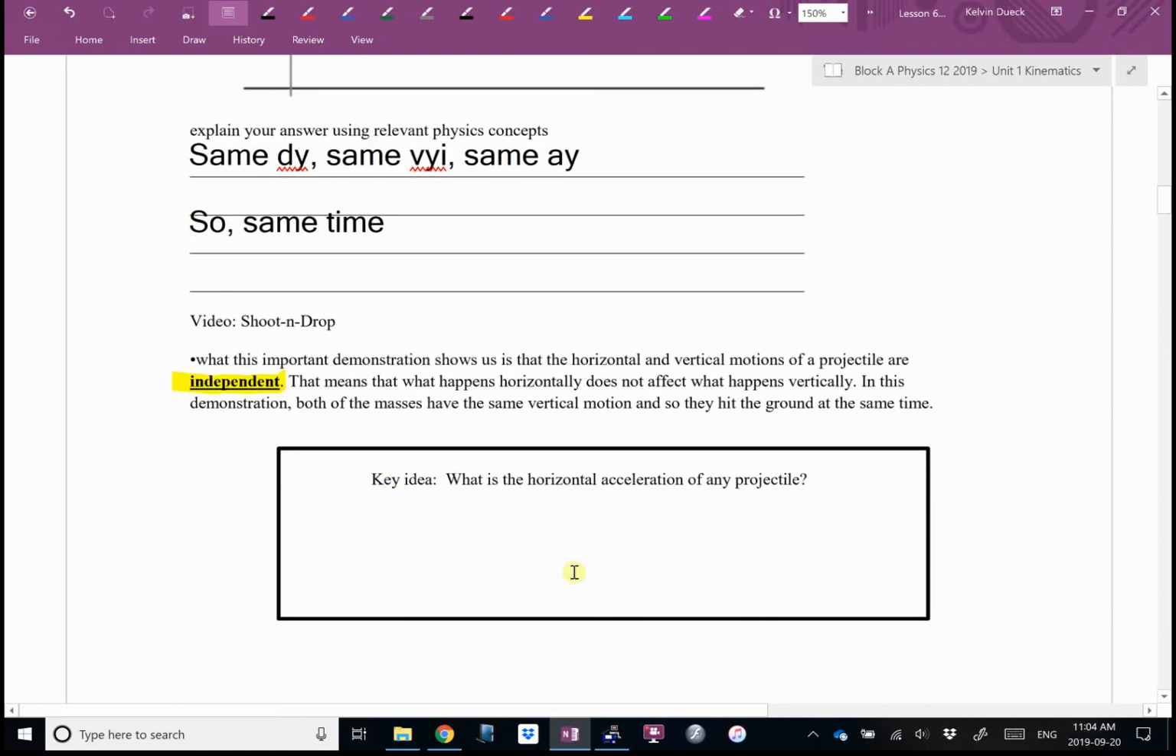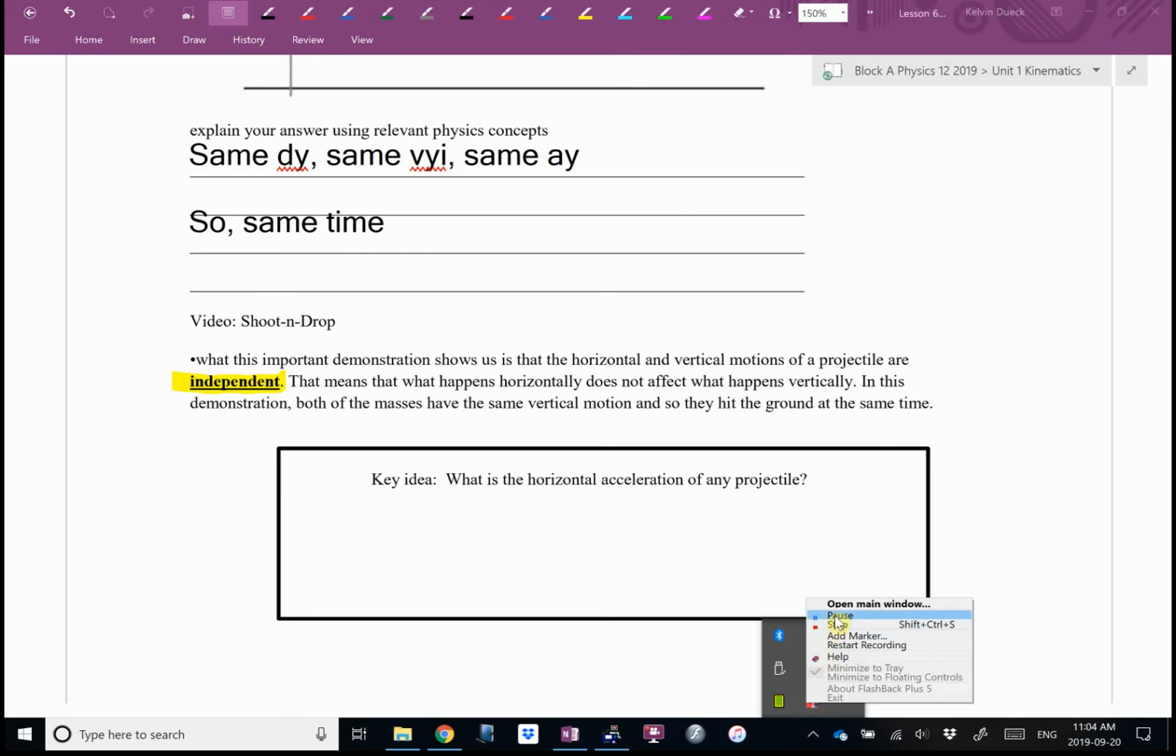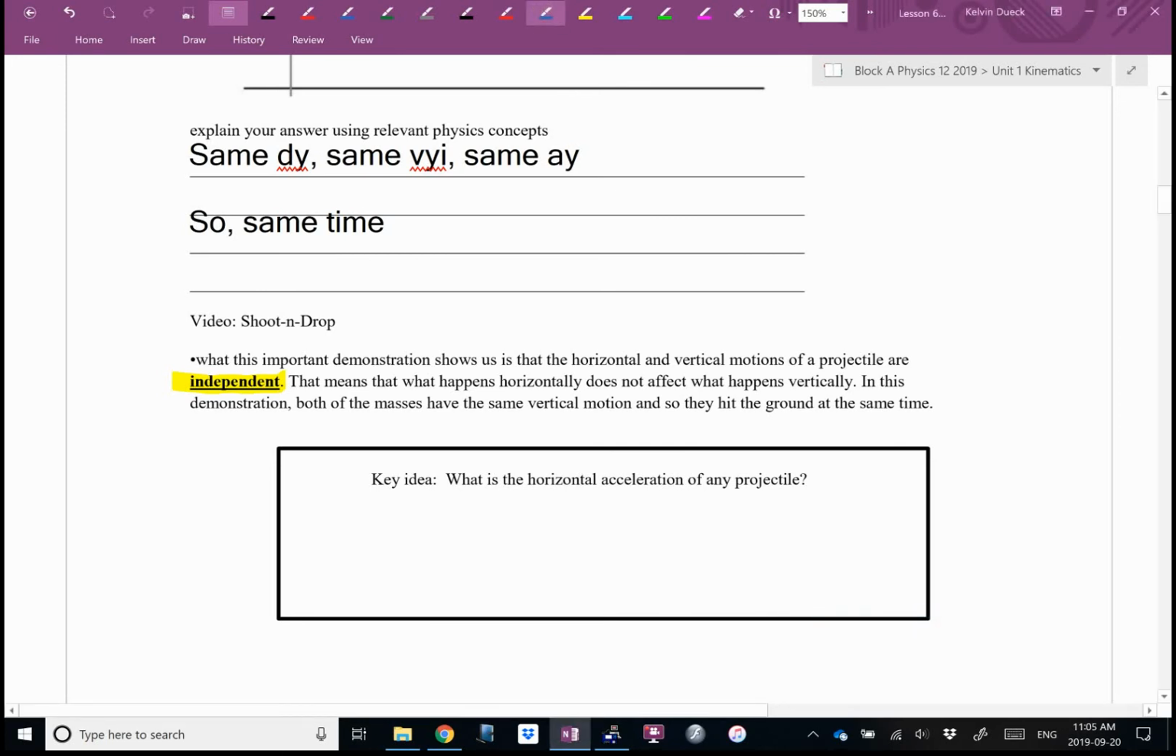Key idea number 2. What's the horizontal acceleration for any projectile? Our key idea then is our horizontal acceleration is always 0, but that's way too much writing. What's a good letter to use for acceleration? What's a better letter to use for horizontal? You can write this. AX is 0.